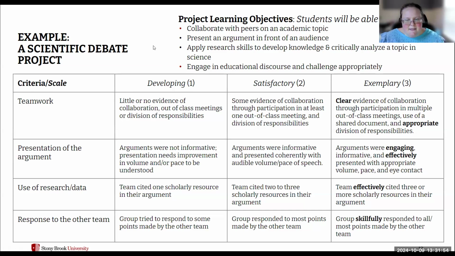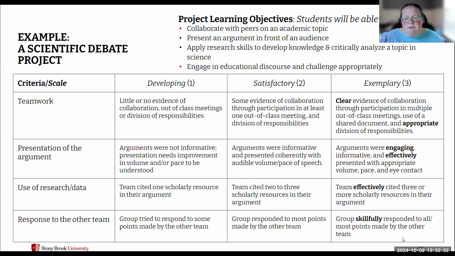So you can see how the criteria are lining up with the learning objectives for the scientific debate assignments. And then you can see a little bit of that parallel language, right? Little or no evidence of collaboration, some evidence of collaboration, and then clear evidence of collaboration. I bolded some of the words here that are meant to differentiate exemplary from satisfactory. You also see the numbers, so use of 1 scholarly resource, use of 2 to 3 scholarly resources, uses of 3 or more scholarly resources.